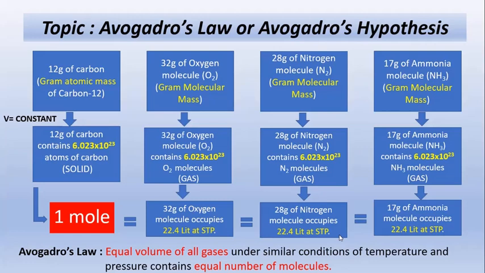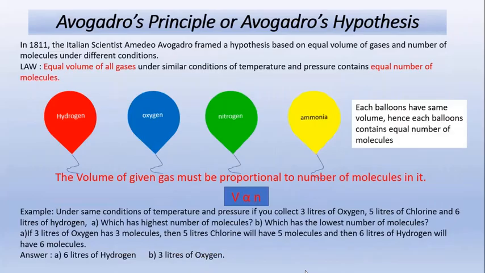So let us take an example, by going to the next slide. Look at this. Avogadro is an Italian scientist. In 1811, he proposed this theory or hypothesis. Amedeo Avogadro framed this hypothesis, as I told you already, based on volume and number of molecules under different conditions. Based on that, he framed a law: equal volume of all gases under similar conditions of temperature and pressure contains equal number of molecules.